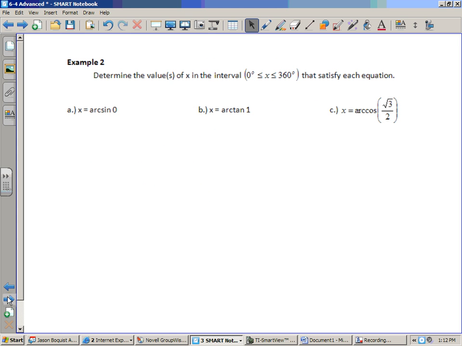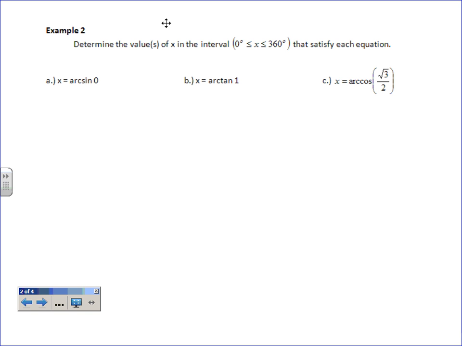Okay? So here's where the unit circle may prove helpful. It says determine the value or values, again that's what the parentheses means, of x if the interval is 0 to 360. Based on this interval that we have right here, should I include 0 and 360 or not? Yes, how do you know that? Because the equal to is on there, right? So I have to find answers from 0 to 360 that actually make this true.